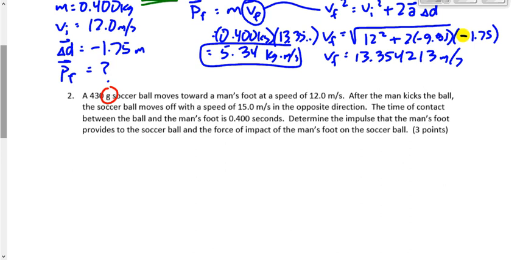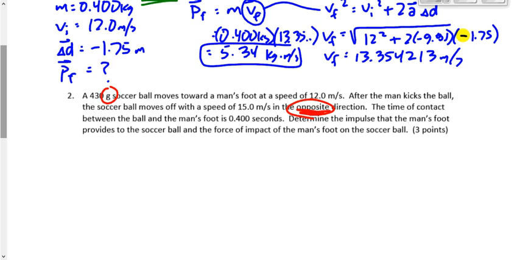Soccer ball moves toward a man's foot at a speed of 12 meters per second. The man kicks the ball. Soccer ball moves off with a speed of 15 meters per second in the opposite direction. I'm going to underline or circle this to draw attention to it. Why? What's important about this? What mistake could I possibly make with this? Or at least what silly mistake, Marty? Yes. If the ball is coming towards me and then it's going away from me, we have to be aware that one of those is positive and one of those is negative. We had a question on our worksheet like that. Do you remember that? I think it was a soccer ball too, actually.